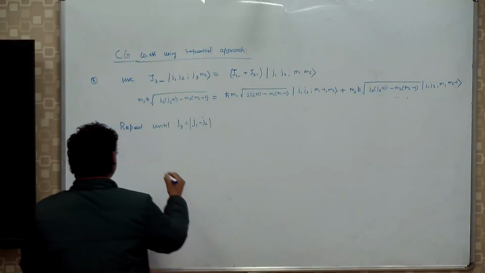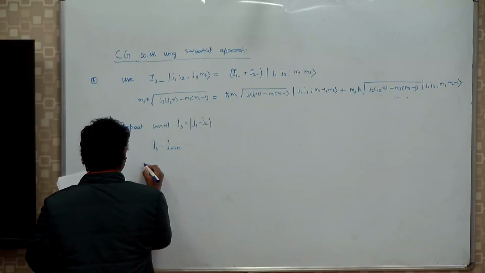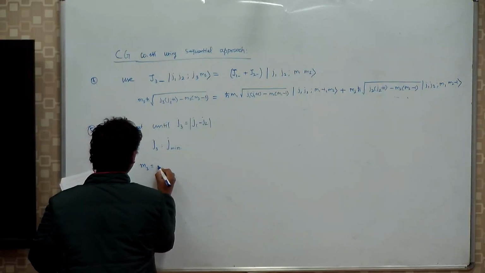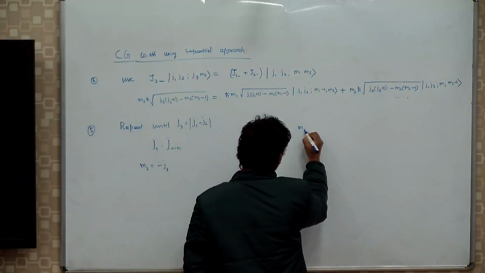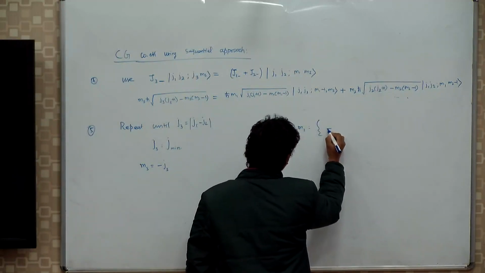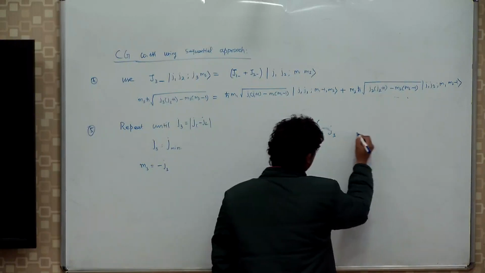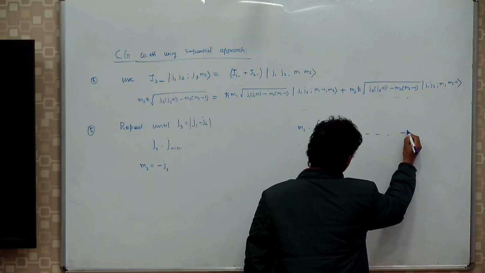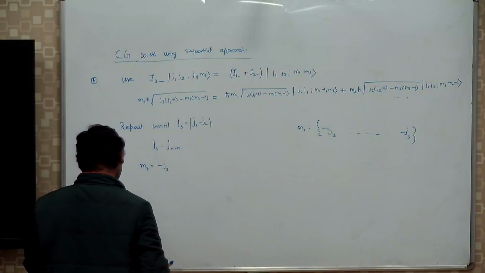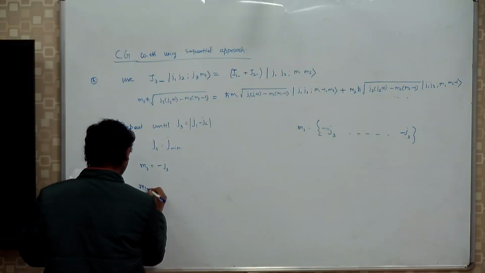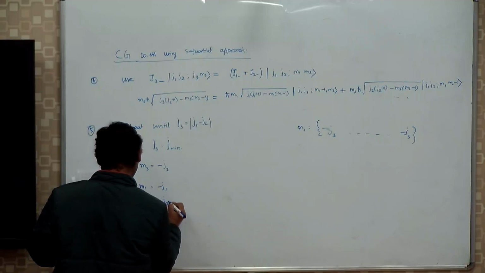And if you are reaching J3 equal to J minimum, then the value of M3 equals minus J3, because for M3 the possible values are J3 and J3 minus 1, going until minus J3. So then the M3 value will be minus J3, and the M1 value is minus J1 and the M2 value is minus J2.